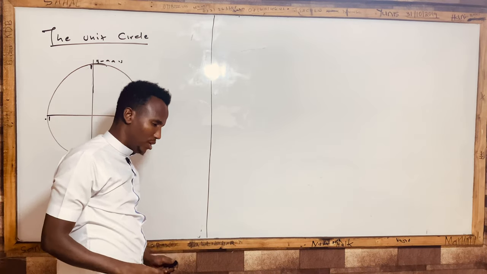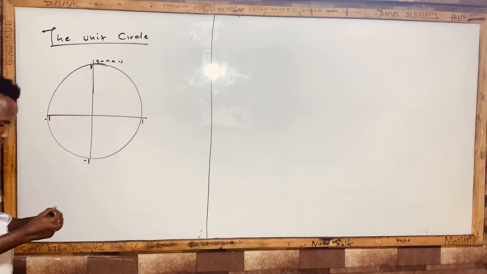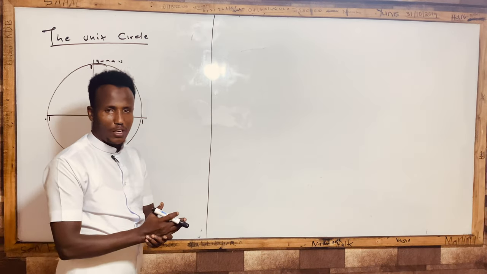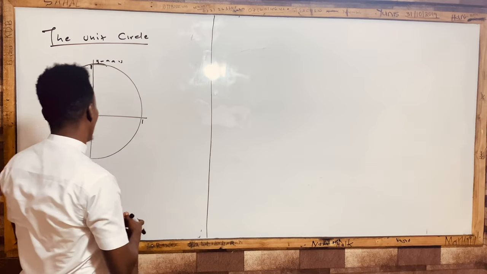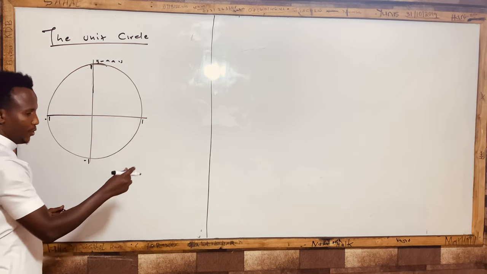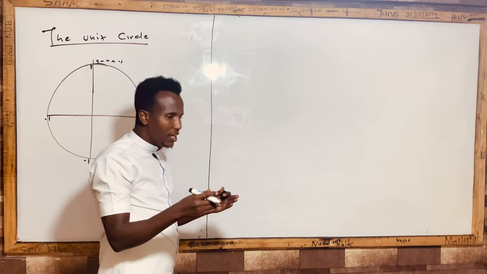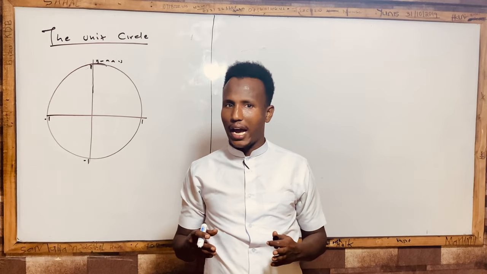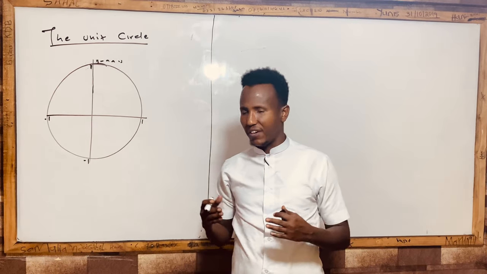Remember in form 2, we used the unit circle to get the sine value, the cos value, and the tan value of any angle, okay? Remember we said in form 2 that we deal with trigonometry using the principle of complementary angles, where the range will not be given.